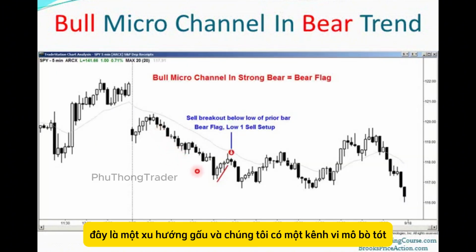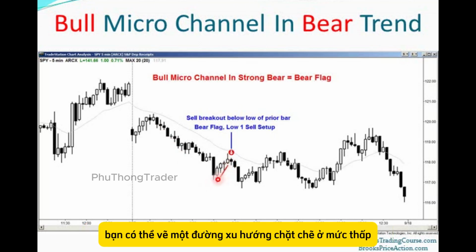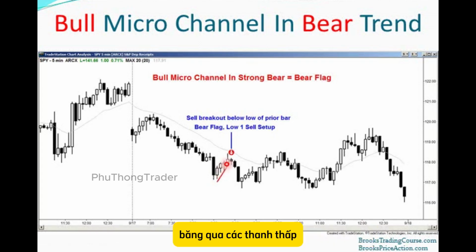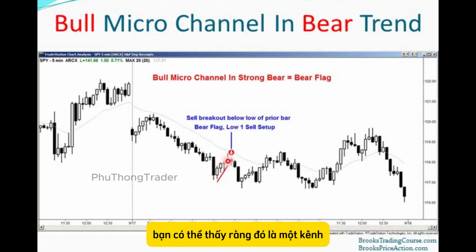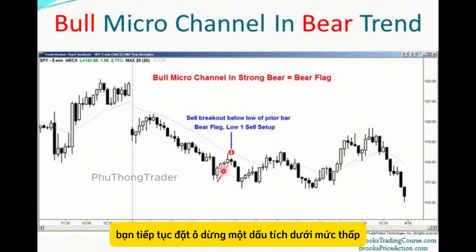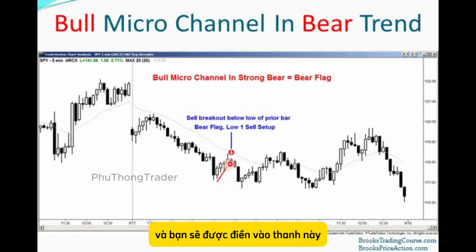For example, here's a bear trend, and we have a bull microchannel. You can draw a tight trend line low across the lows of the bars. You don't have to draw the trend channel line on top. You can see that it's a channel and that it's very tight. And because there are no pullbacks for 4 bars, it's a microchannel. You keep placing sell stops one tick below the low of the prior bar, and you would have been filled on this bar. It's also a low 1 sell signal.